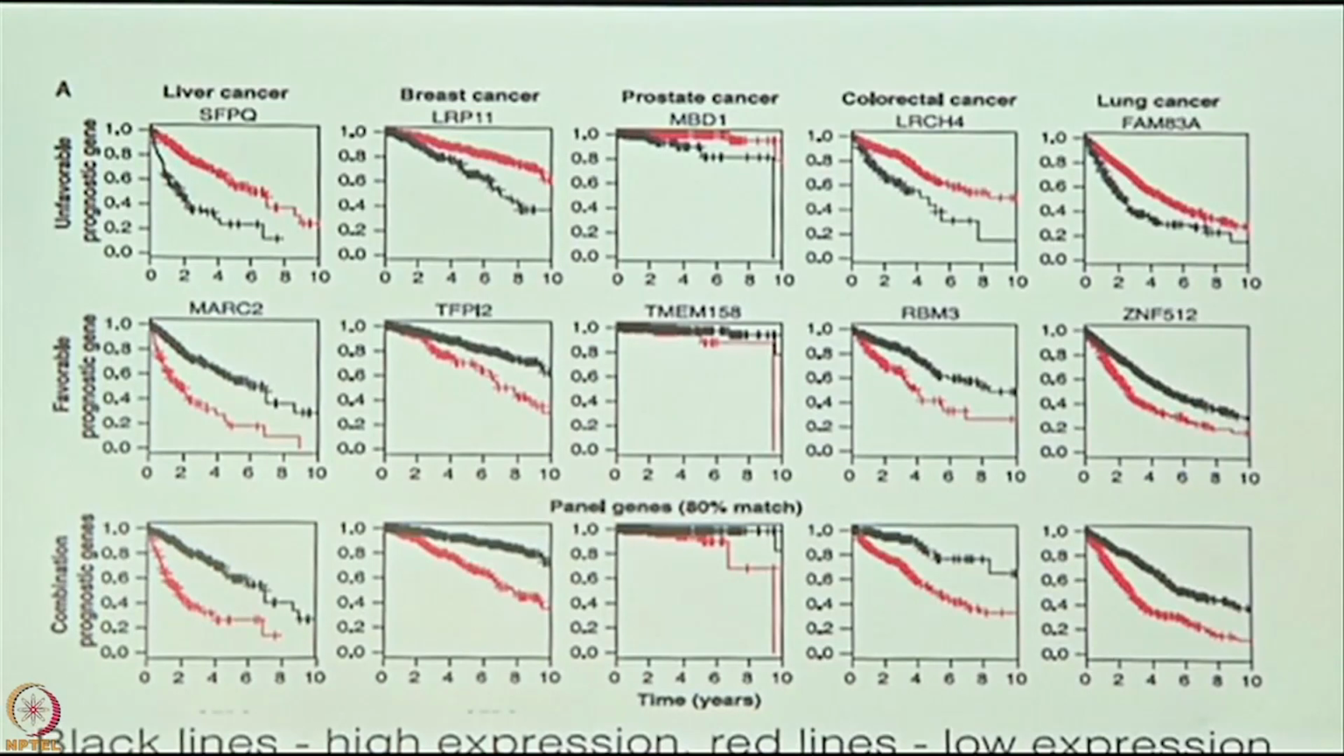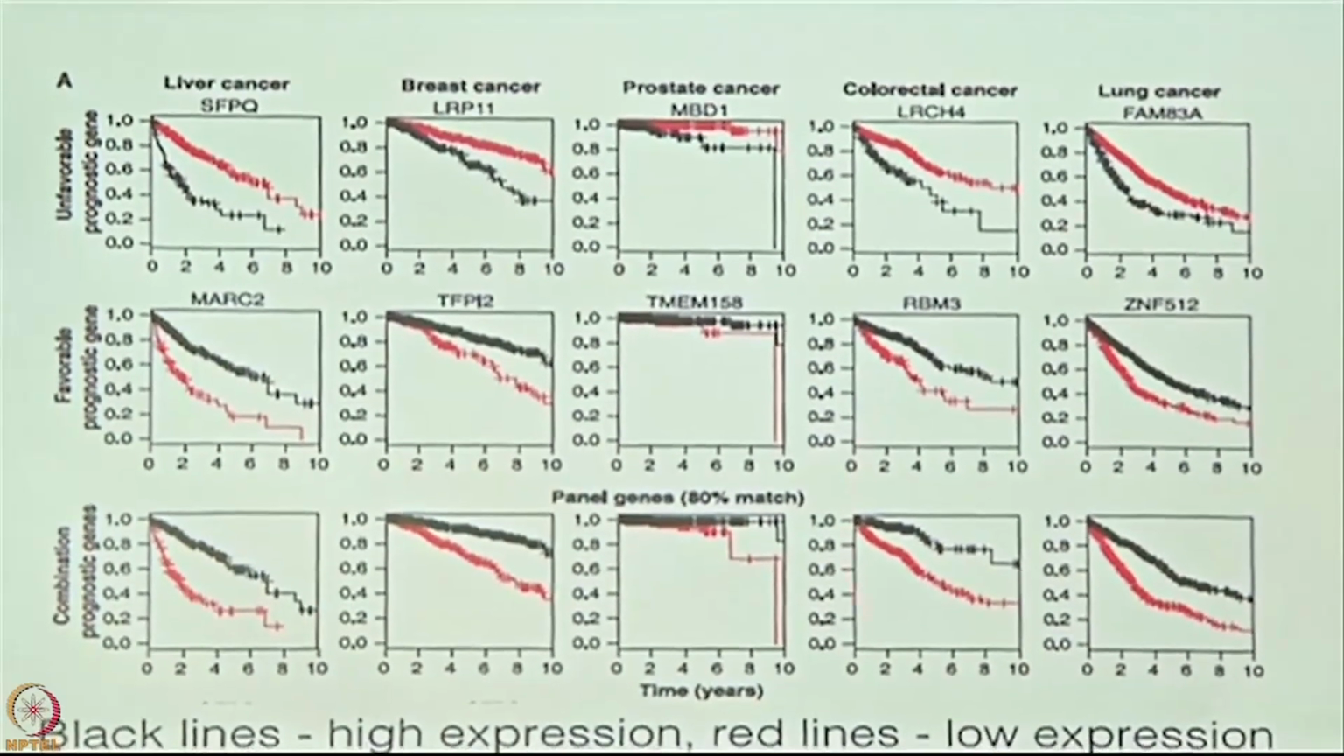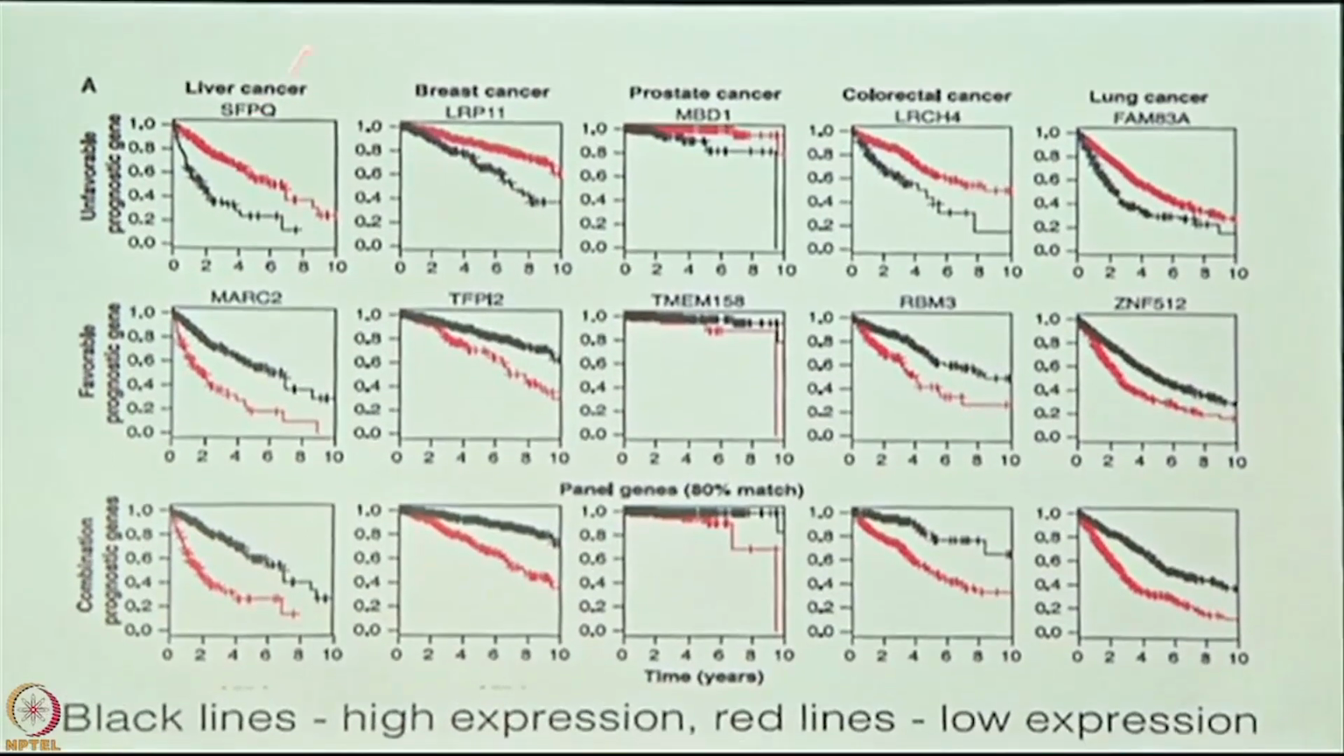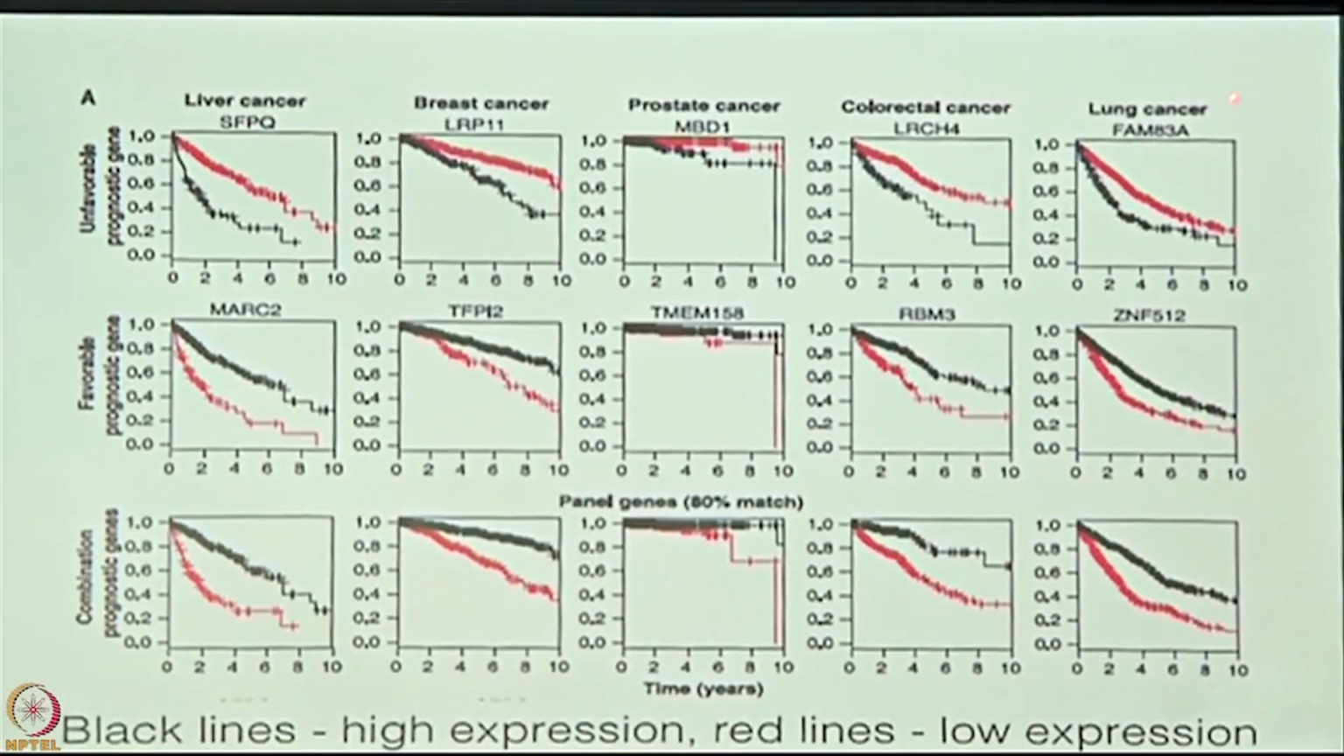Okay, so let me give you an example of what favorable and unfavorable genes we found. So let's look at the different cancers on top right here. Black lines mean high expression, red lines mean low expression. So this is being expressed high, and therefore you see these events happening faster and faster until the patient is gone. Therefore, that classifies it as an unfavorable prognostic indicator. This gene MARC2, the events seem to be happening more slowly.